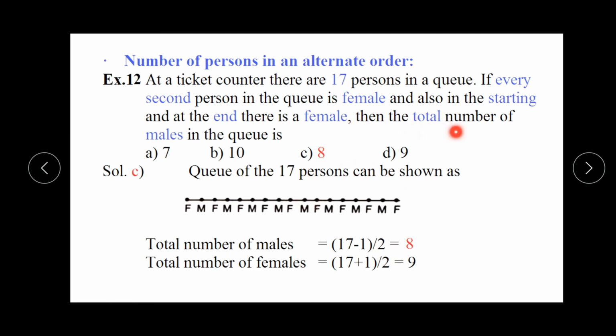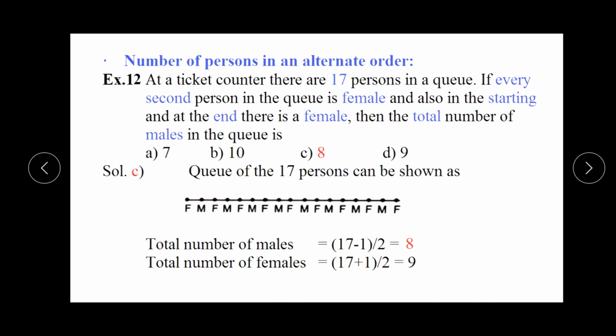But we have to find the total number of males in the queue. If the condition is given for the females, and we have to find the number of male persons, how can we find out? First, we check how many persons are there in the queue. There are 17 persons in the queue. It means we have to find only the even number of places. If the queue is ending with an odd number, then the even number is on the previous position.